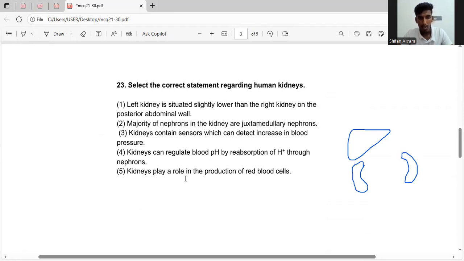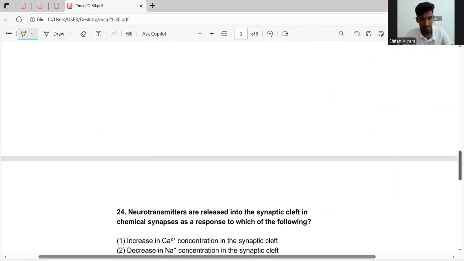Kidneys play a role in the production of red blood cells. We know kidneys have erythropoietin. Erythropoietin is a hormone that is involved in the production of red blood cells. So this is the right answer. I'll highlight it. Now let's go through the next question.